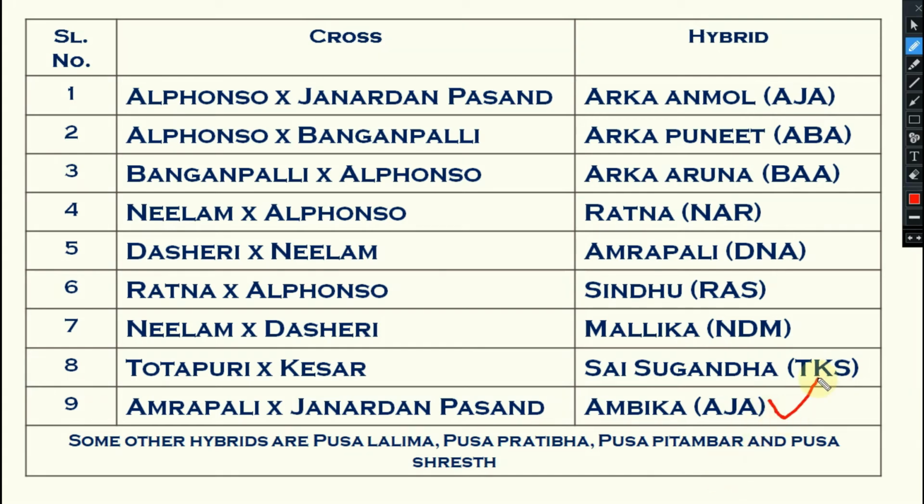Okay, so now some points of Ambika. What is that? You see, developed from CISH, Lucknow. Okay, then skin color is dark red and yield is very much higher in case of your Ambika variety. Okay, some other hybrids are there like Pusa Lalima, Pusa Pratibha, Pusa Pitambar, then your Pusa Shreshth. Okay, these are some of the other hybrid varieties.